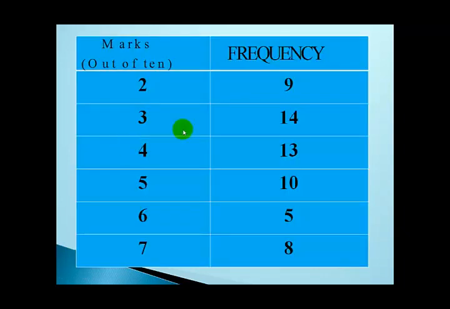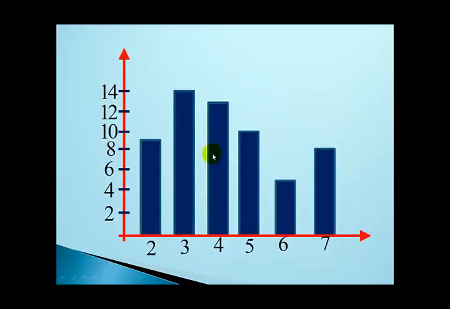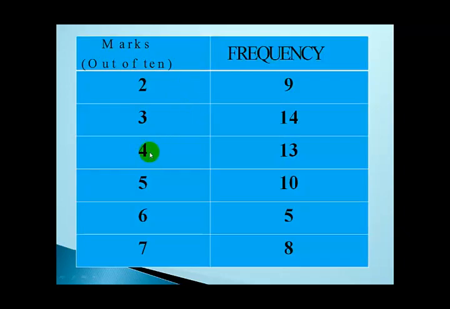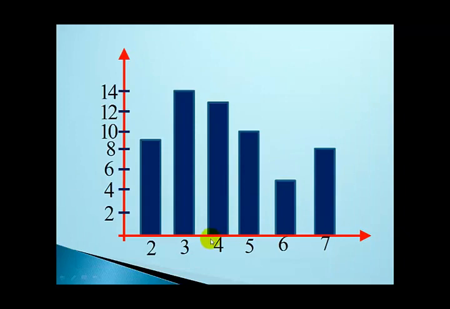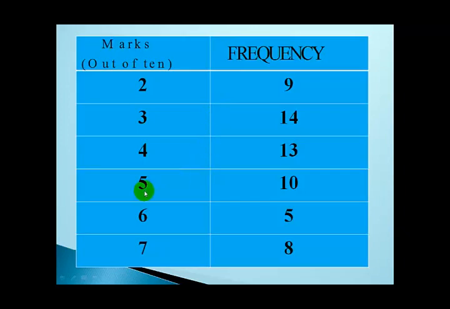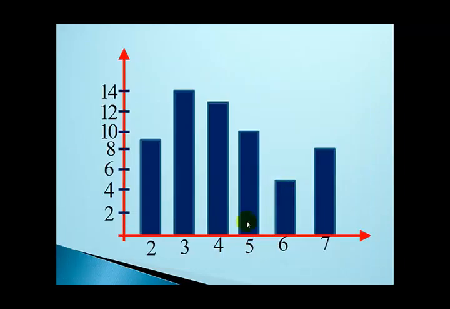Now back to the table again. Mark 3 corresponds to 14. So we have 3 also corresponding to 14 on the graph. Now when we go to the table, 4 corresponds to 13. So we have 4 also corresponding to 13 on the frequency axis. Now 5 corresponds to 10. So we go to the graph again. 5 corresponds to 10.